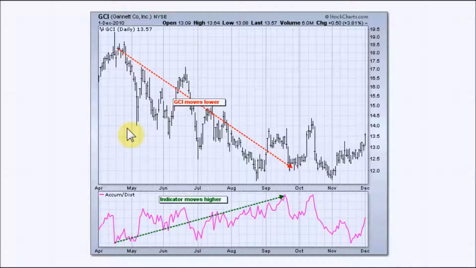So sometimes there is a disconnect between prices and the indicator, like shown in this chart. GCI was in a serious downtrend while the AD line was in a pretty serious uptrend. So sometimes the AD line simply does not work. And as with most indicators, it is very important to use the AD line in conjunction with other aspects of technical analysis, such as the momentum oscillators and chart patterns. It is not to be used as a standalone indicator.